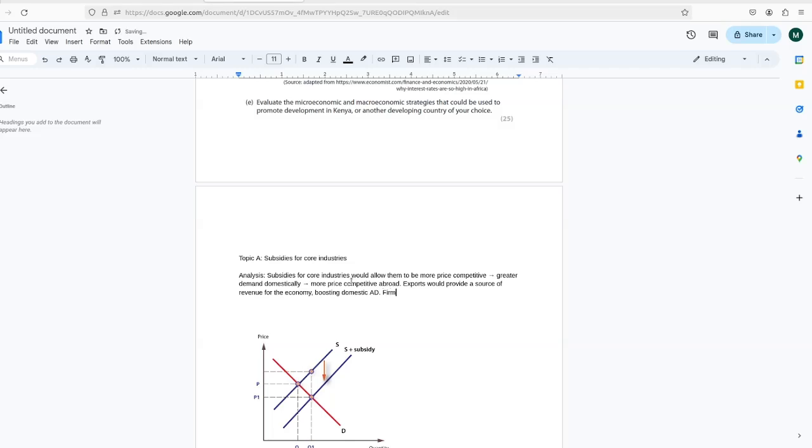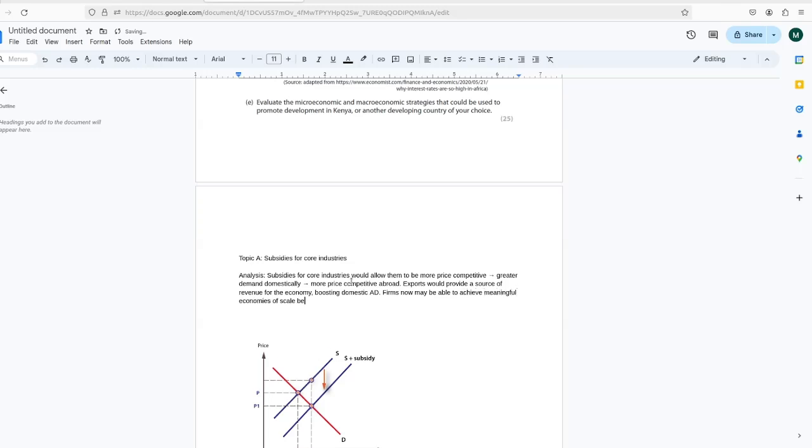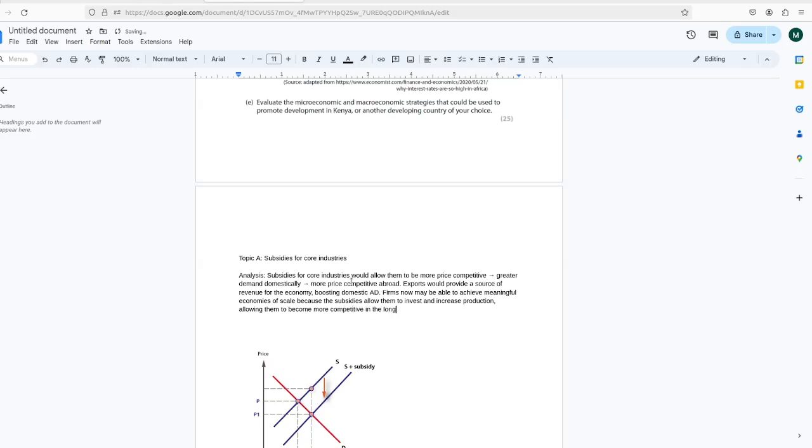So another effect that I think we're going to have from this is firms may now be able to achieve meaningful economies of scale because the subsidies allow them to invest and increase production, allowing them to become more competitive in the long run. And this is a key source of domestic investment. I also want to make sure that I'm focusing in on the fact that this is a developing context. And that means two things in this context.